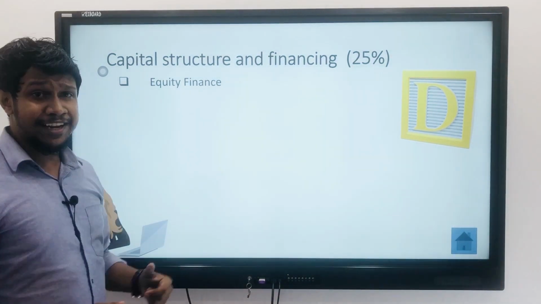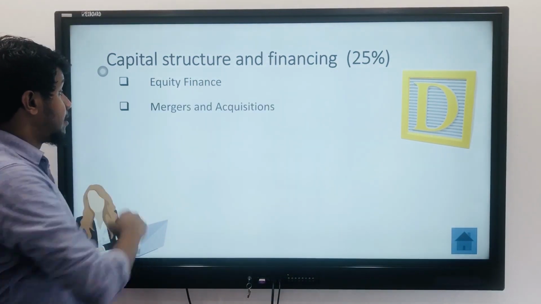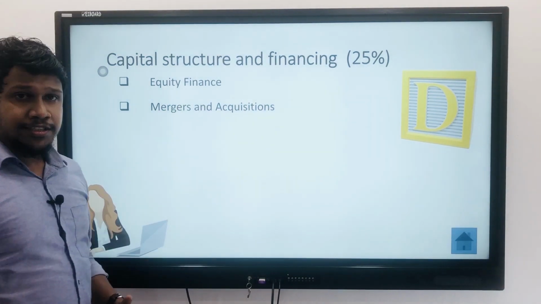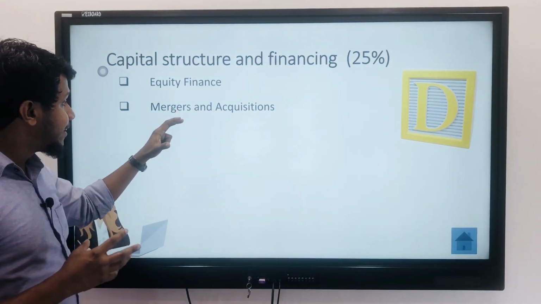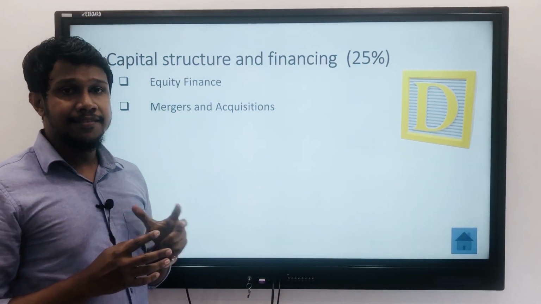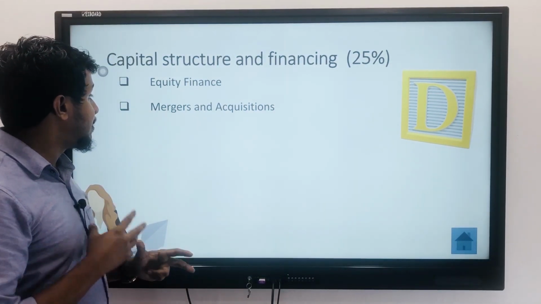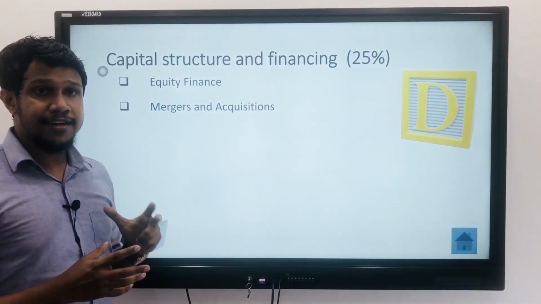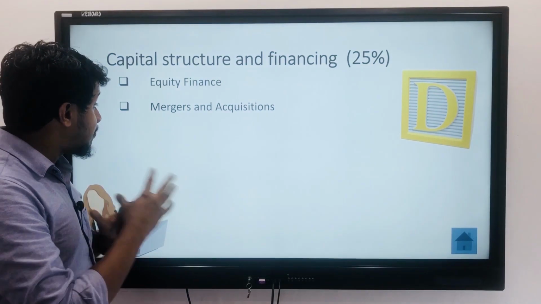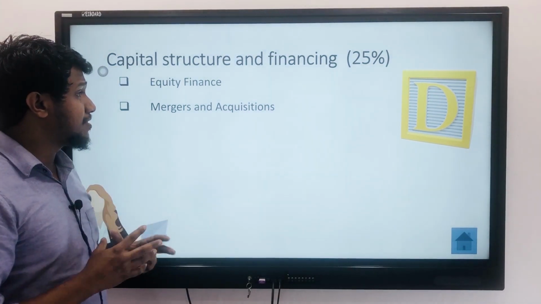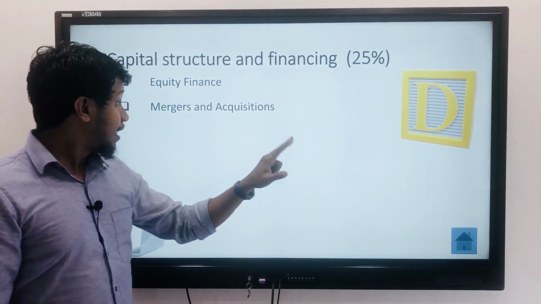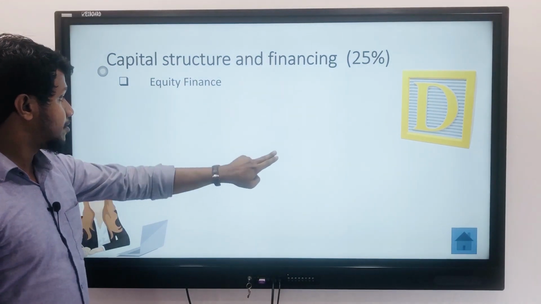Equity finance, mergers and acquisitions. It is very critical as well as an interesting area in this syllabus, how we can do mergers and acquisitions. What criteria we want to discuss, or what factors we want to consider, those things we are going to discuss under mergers and acquisitions, right?